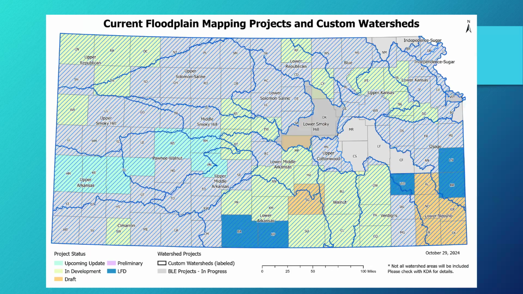So this is where we are currently by watershed. We've been making steady progress on getting maps updated as we move through different projects. So we start with the watershed level, and then they get broken down into individual county projects. So this is as of October 29th. So you can see where we are, what's upcoming updates. Those that are in development are in green. Those that have draft maps are in orange. The preliminary stage is in purple, and then LFD, which is basically the final stage, is in blue.